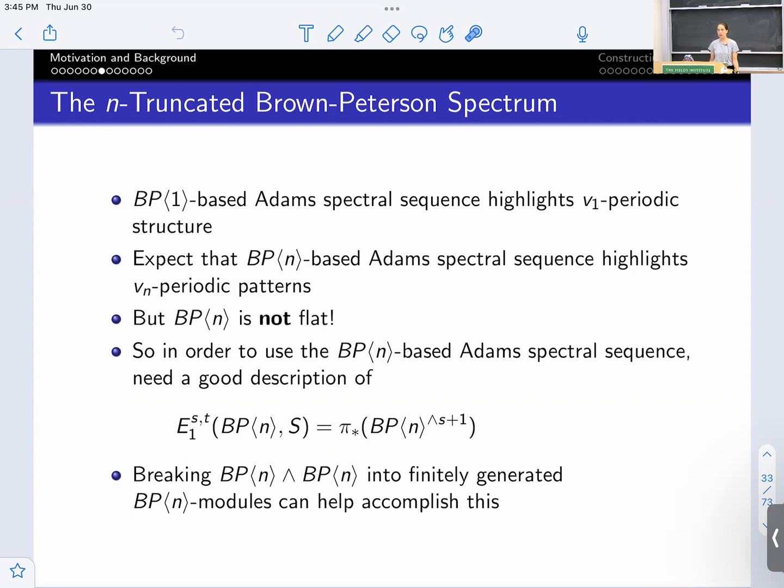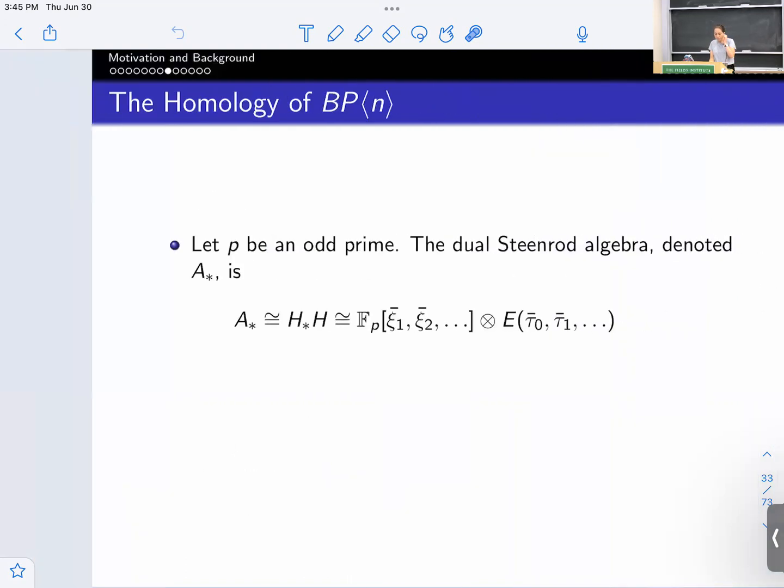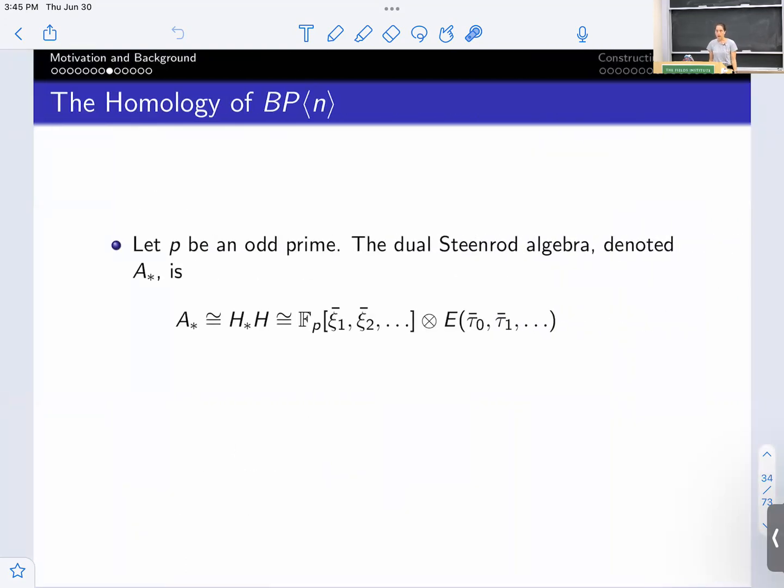I need to talk about a class of spectra called Brown-Gitler spectra, which are very important for this sort of thing. First we'll talk a little bit about the homology of BPn, then talk about Brown-Gitler comodules, and then how some of them are realized as Brown-Gitler spectra.